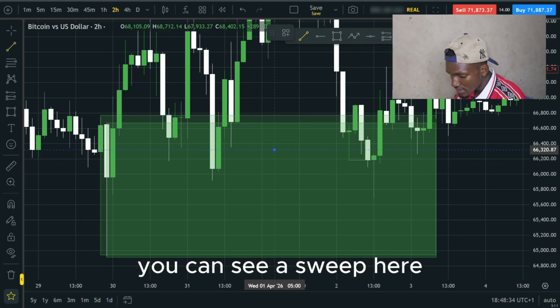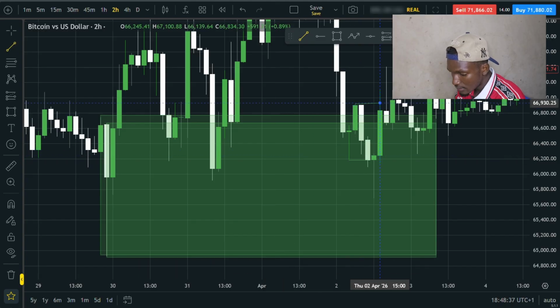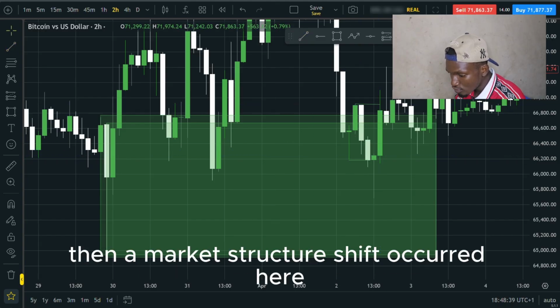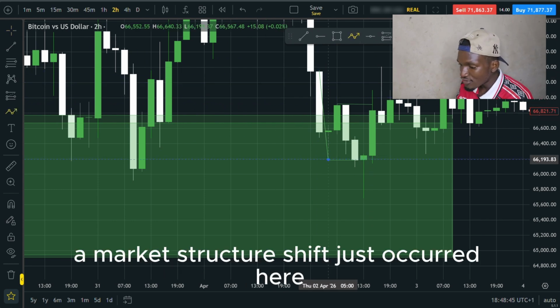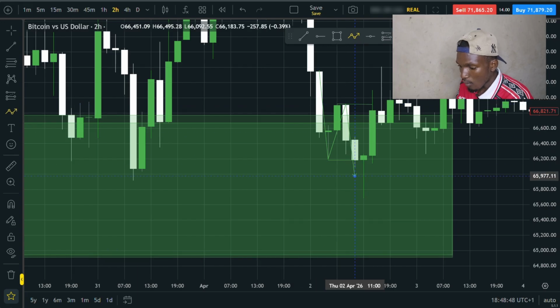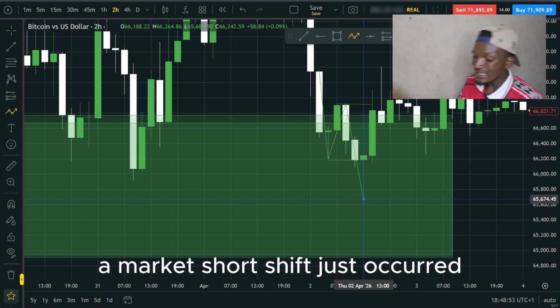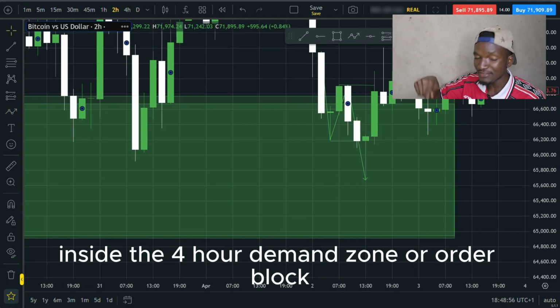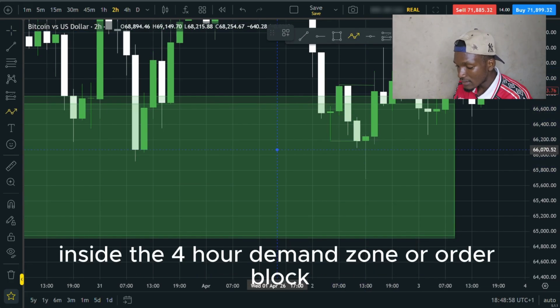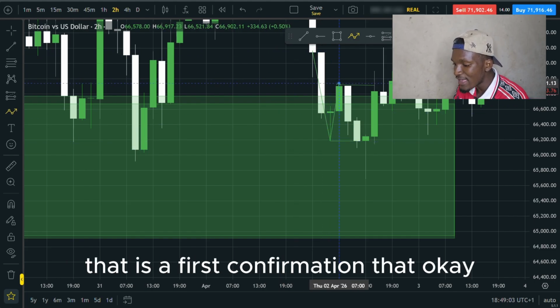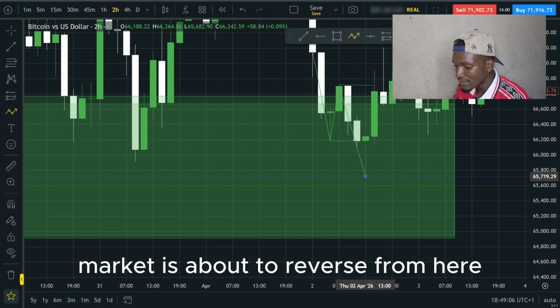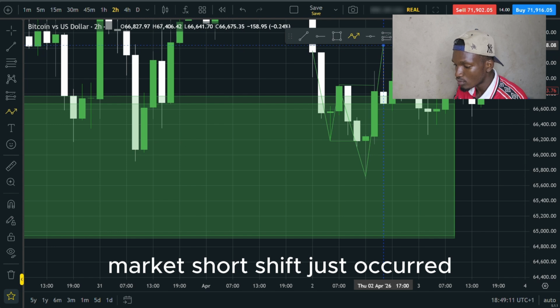You can see a sweep here, then a market structure shift occurred here. You can see the movement. A market structure shift just occurred inside the 4-hour demand zone or order block. That's a first confirmation that okay, the market is about to reverse from here. Market structure shift just occurred.